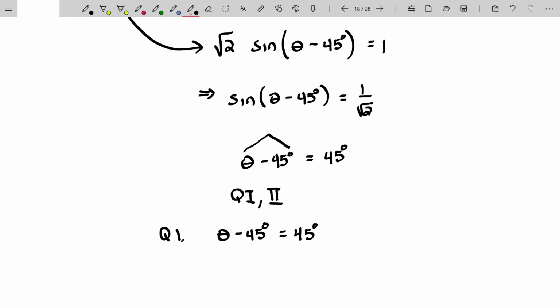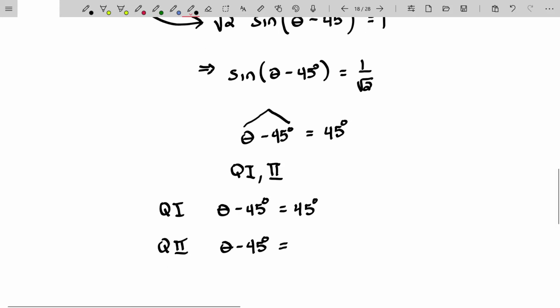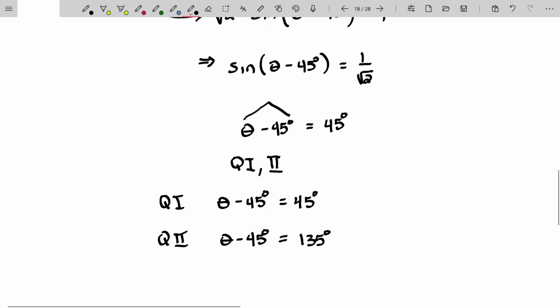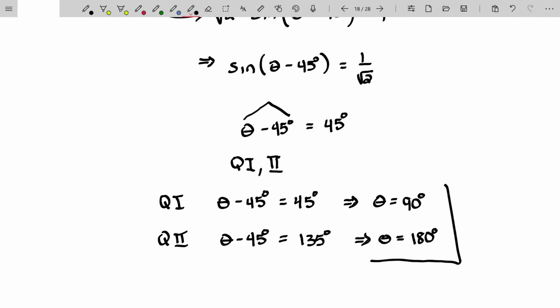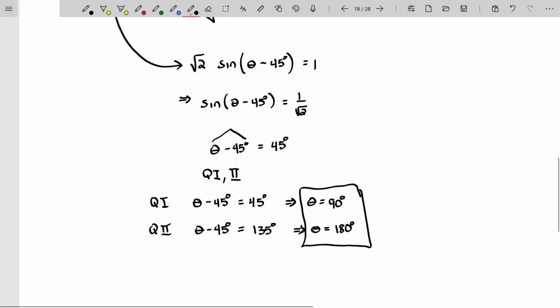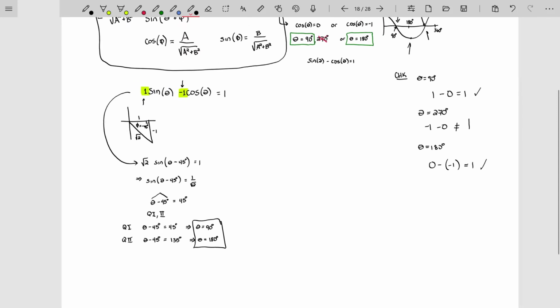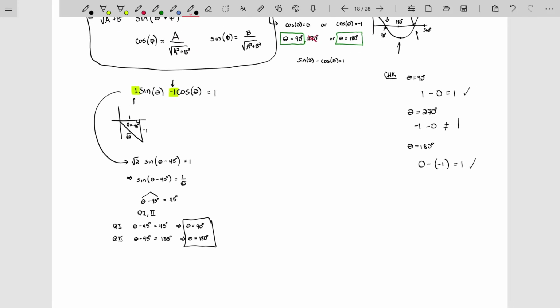And in quadrant 2, theta minus 45 degrees. Let's see, we have a reference angle of 45 degrees. In quadrant 2, that's 135 degrees. Now add 45 degrees to both sides of each of those equations, and you'll get theta is equal to 90 degrees, or theta is equal to 180 degrees, which are the two solutions that we got previously. Somewhere right up there. We boxed it up.